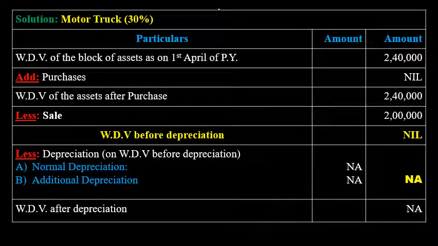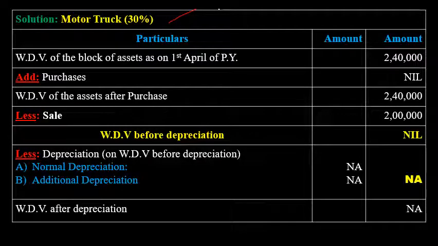So the next asset in the problem is the motor truck, which is another block carrying 30%. If it is in the nature of 15%, then you have to calculate it together with the plant and machinery, if it carries the same rate of depreciation. Otherwise, if plant and machinery is 30%, then you have to calculate motor truck and plant and machinery together, if it is of the same rate of depreciation, because motor trucks and other motor vehicles all come under the block of plant and machinery. So motor truck 30%, written down value as on 1st April of the previous year 2,40,000.